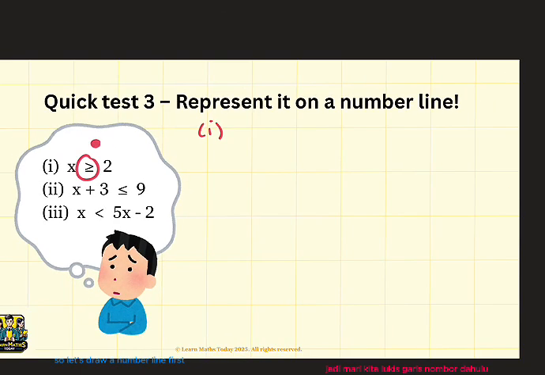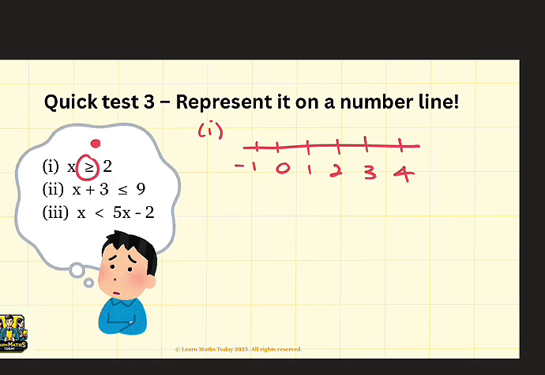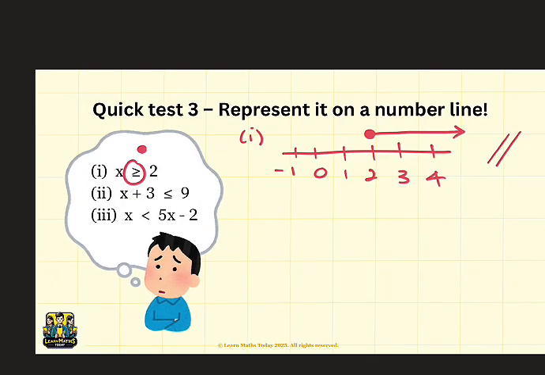So let's draw a number line first. After drawing the number line, we'll draw our closed dot on 2. And since the symbol points towards the right, we'll draw a number line that goes towards the right. And there we have our number line. Moving on to part 2.